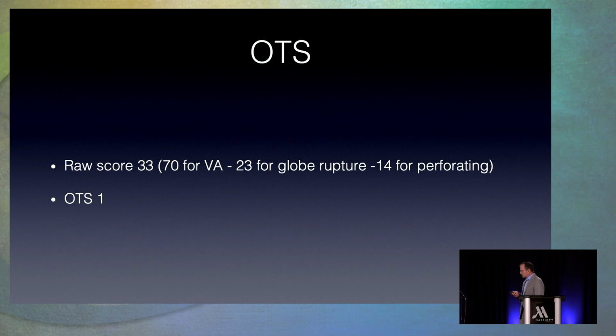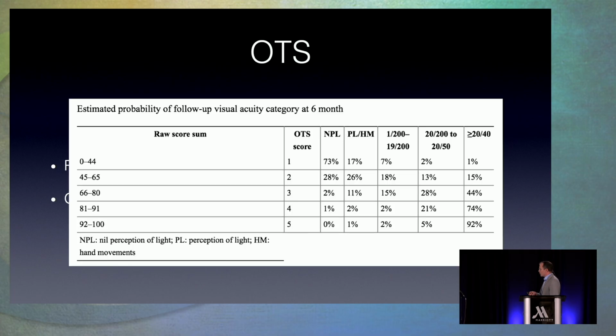His OTS score, this is also illustrative, is very, very low. He had only 70 points for his low acuity at the beginning. He loses 23 additional points for the globe rupture and 14 for the perforating injury because it's through and through. So his OTS score is 1, and just to remind you, he's got a very, very high chance of having hand motion or worse vision.